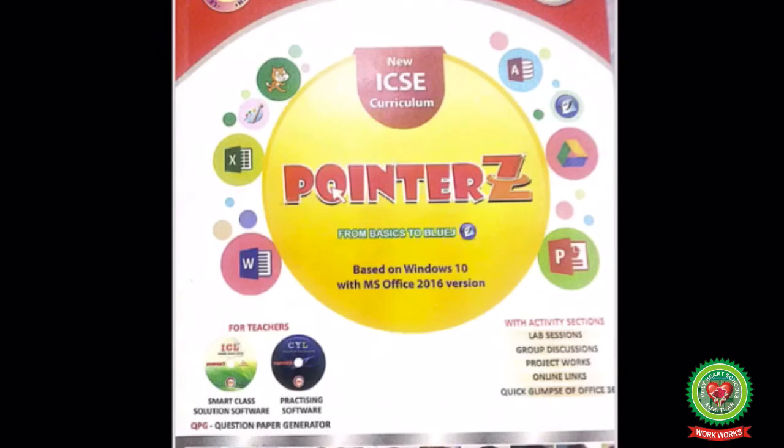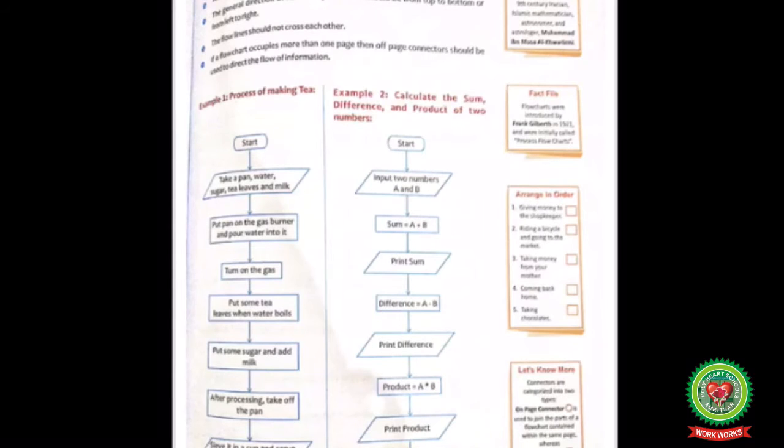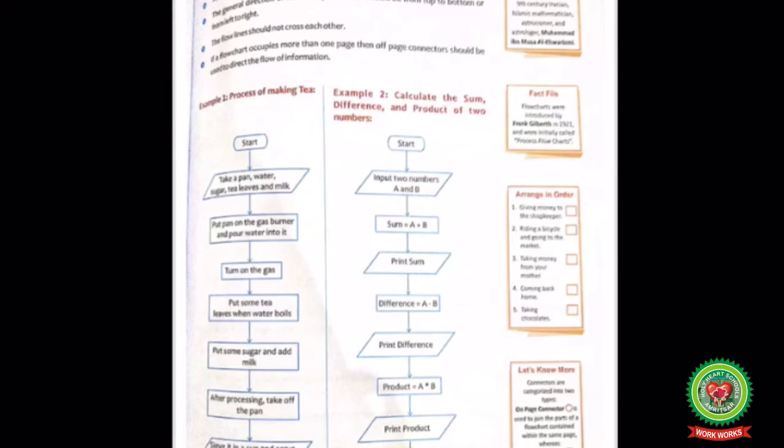Open your books. On page number 44, lesson number 4, algorithms and flowcharts. In the previous class, we have discussed connectors, types of connectors, and example 2, calculate the sum, difference and product of two numbers.